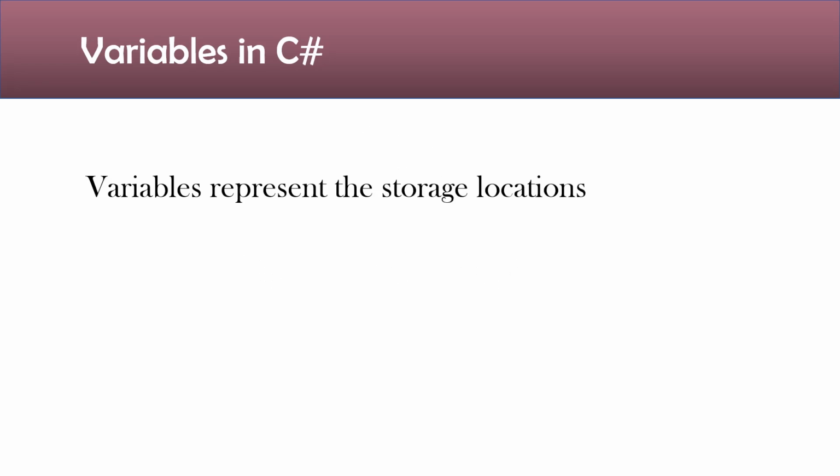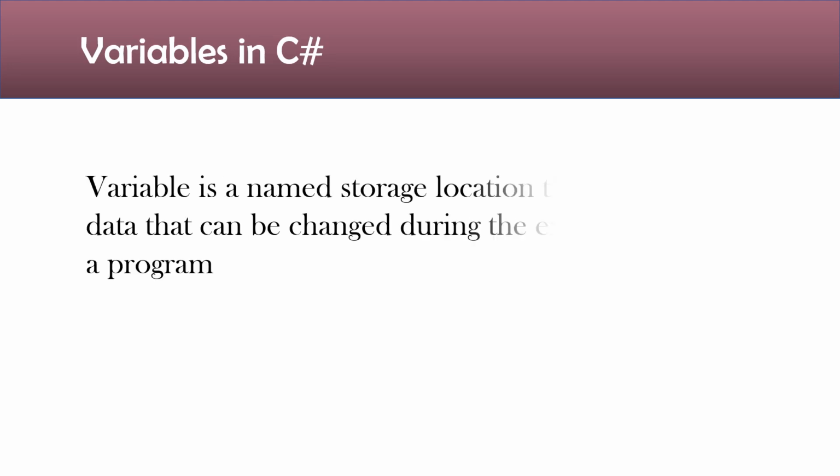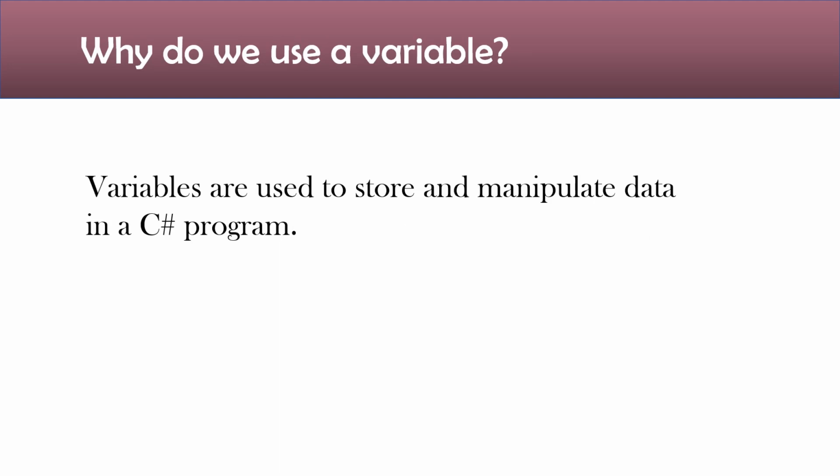As per MSDN, variables represent the storage locations. Every variable has a type that determines what values can be stored in the variable. In short, we can say a variable is a named storage location that holds data that can be changed during the execution of the program. If you are thinking, why do we use a variable? Variables are used to store and manipulate data in a C# program.